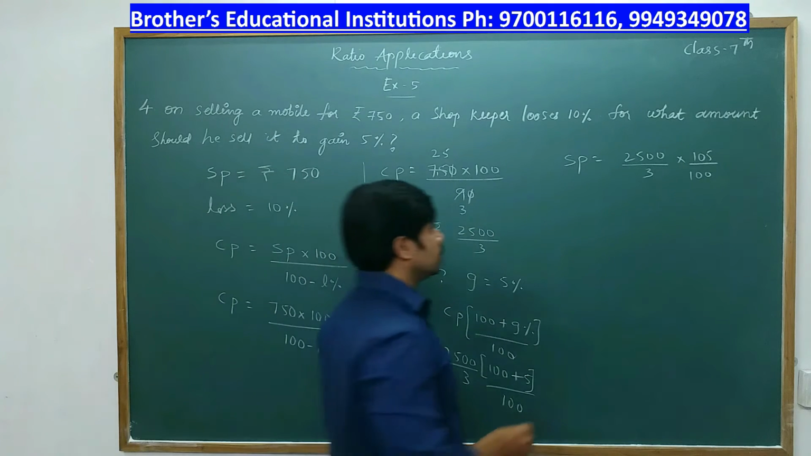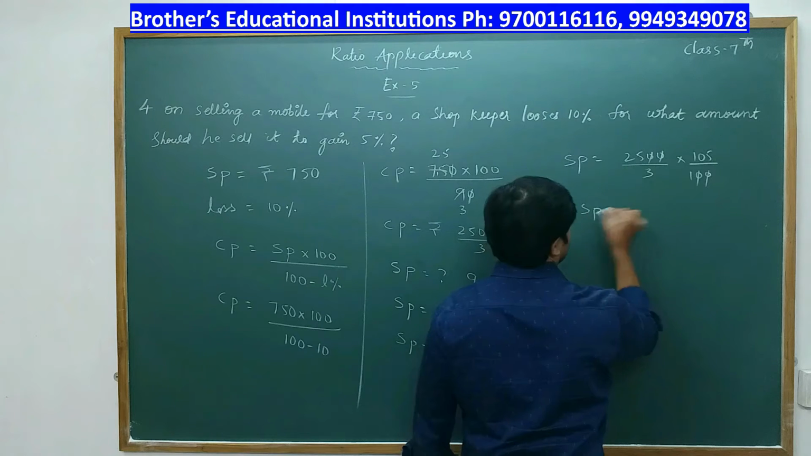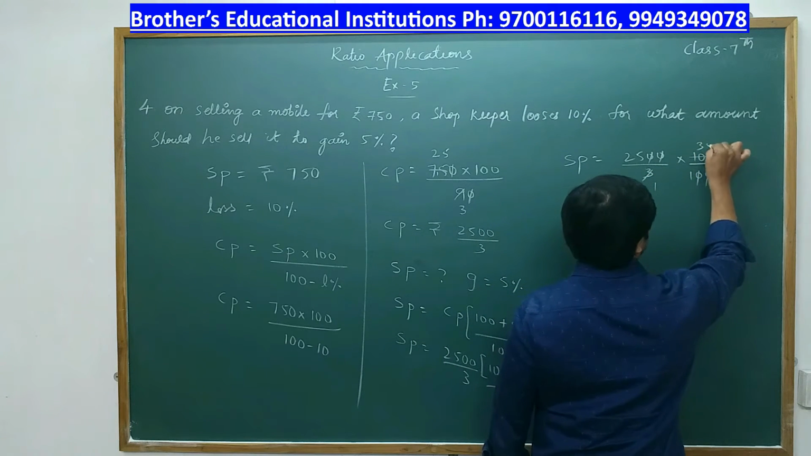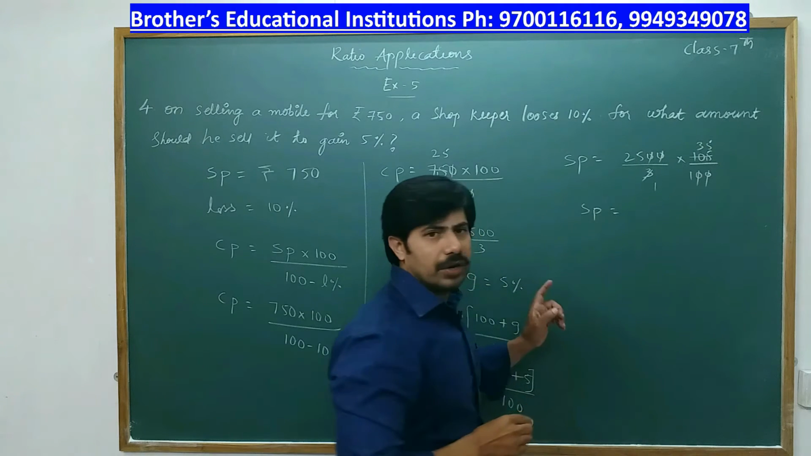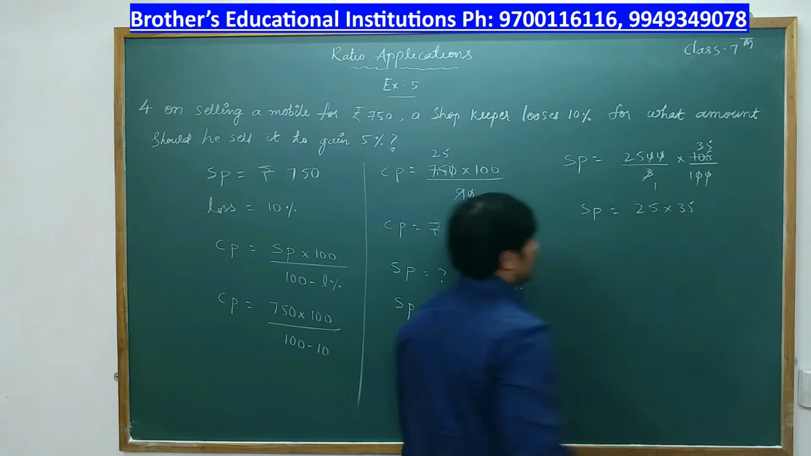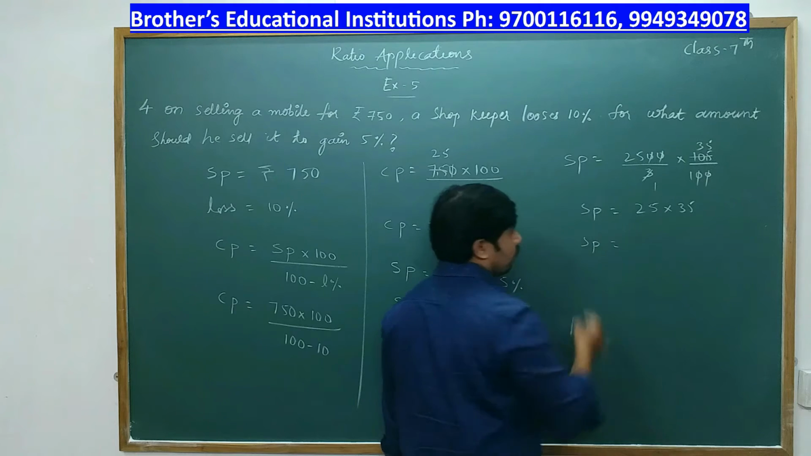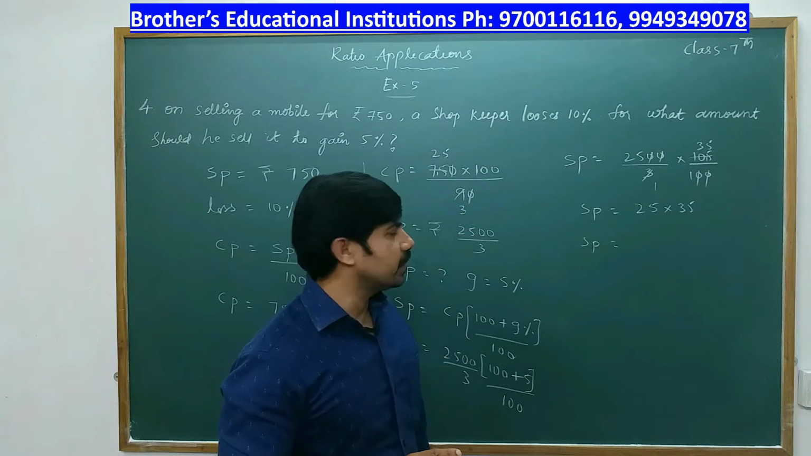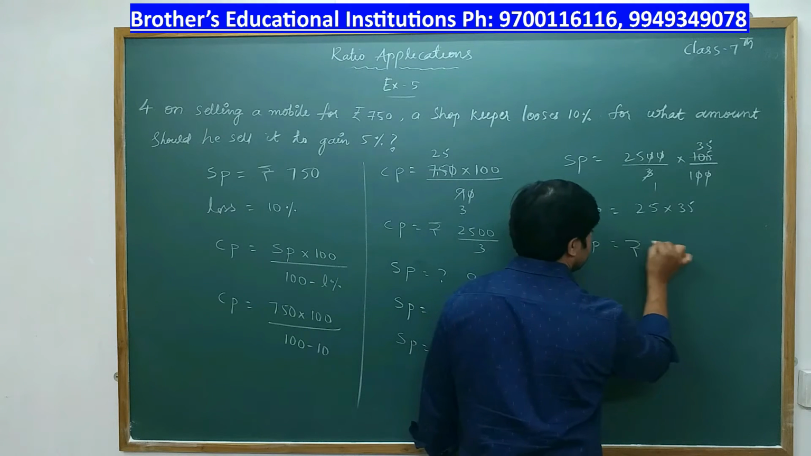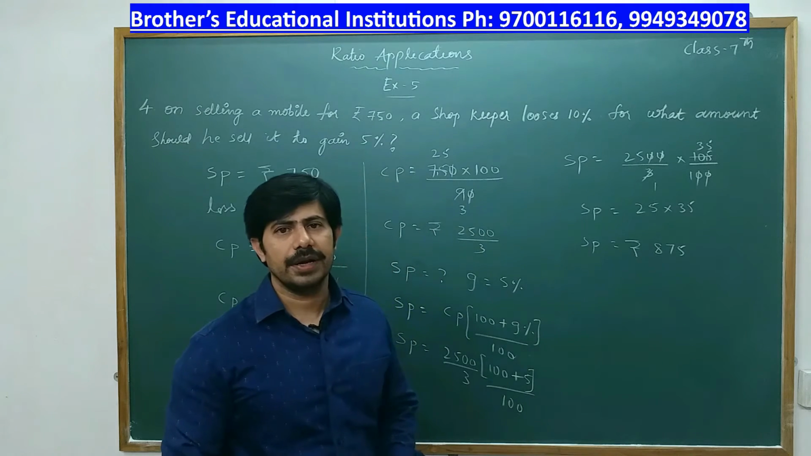We'll calculate this. We can eliminate 0, 0, 0, 0. I think we can eliminate this also. 3 1s are 3, 3 3s are 9, remainder 1, 3 5s are 15. So now we have to multiply 25 into 35. 25 5s are 125, 12, 25 to 75, it is 875. So what is selling price we get? It is rupees 875. It is completed.